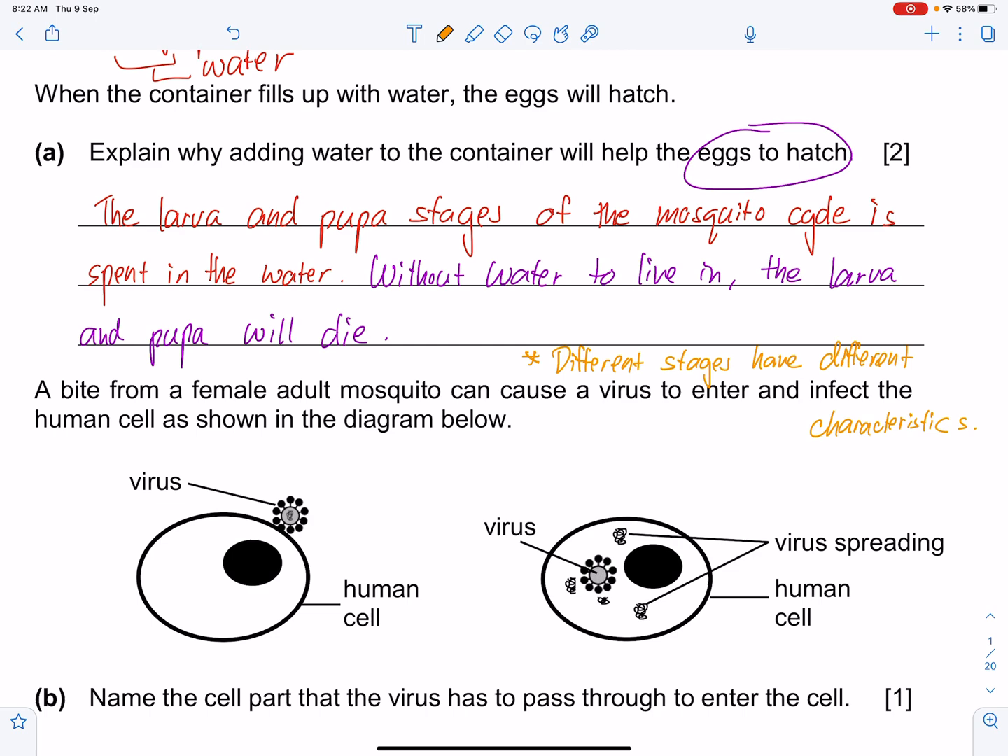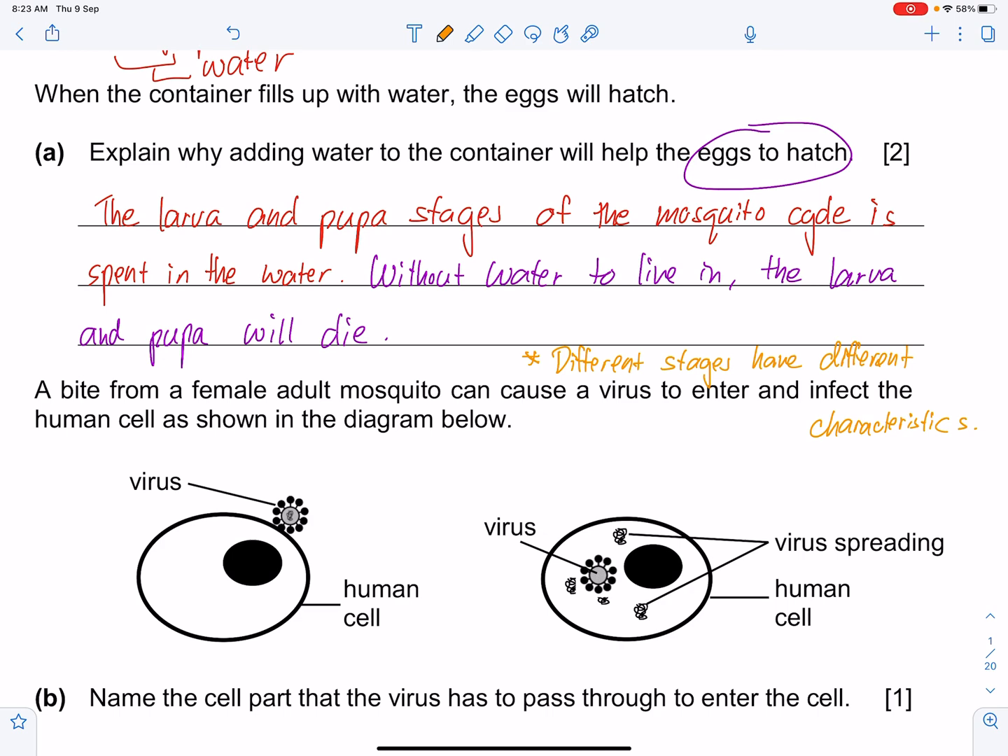So if you tell me, oh, the mosquito is going to breathe in the water, you're wrong. Or you say, oh, the larva will go around, or you even use the word "it", what does it mean? It can mean the larva, it can mean the pupa, it can also mean the mosquito. It's very important that you're clear about which stage you're talking about.